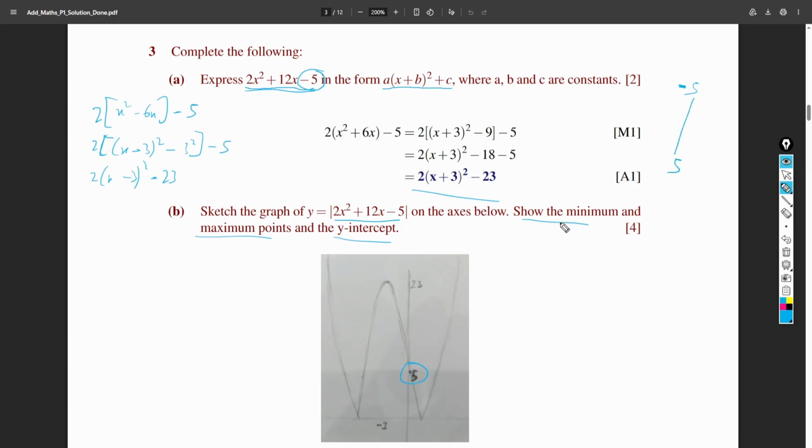Next, we are asked to show the minimum and maximum point. So this is a minimum curve, right? Since the x squared is positive, it means it's a minimum curve. And the minimum point is minus 23, and it happens when x equals to 3. Sorry, minus 3, since we want to turn this into 0. So at minus 3, minus 23 is the minimum point. But remember, everything becomes positive, right? So this minus 23 will become 23. So 23 will become the maximum point actually, like here, 23.